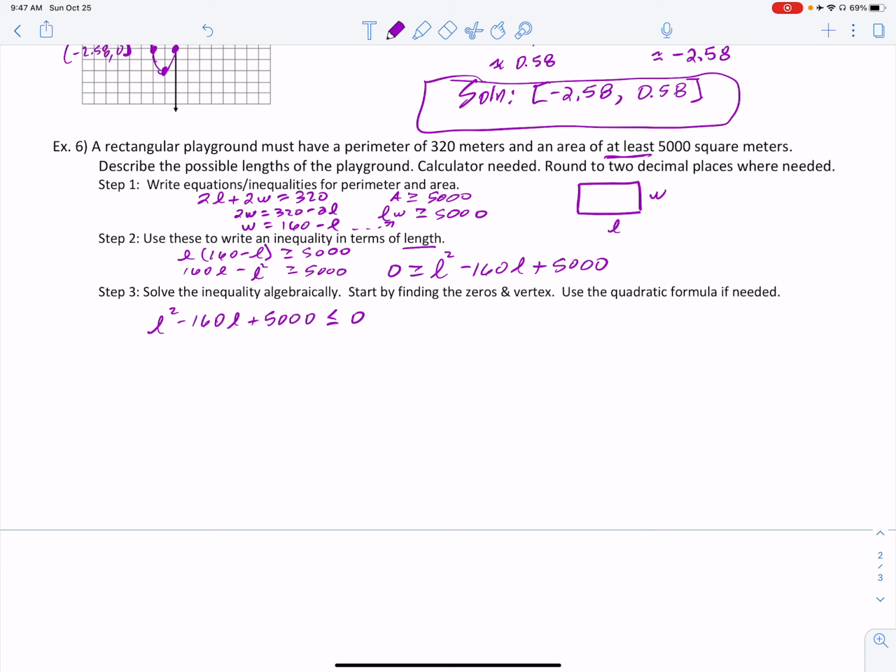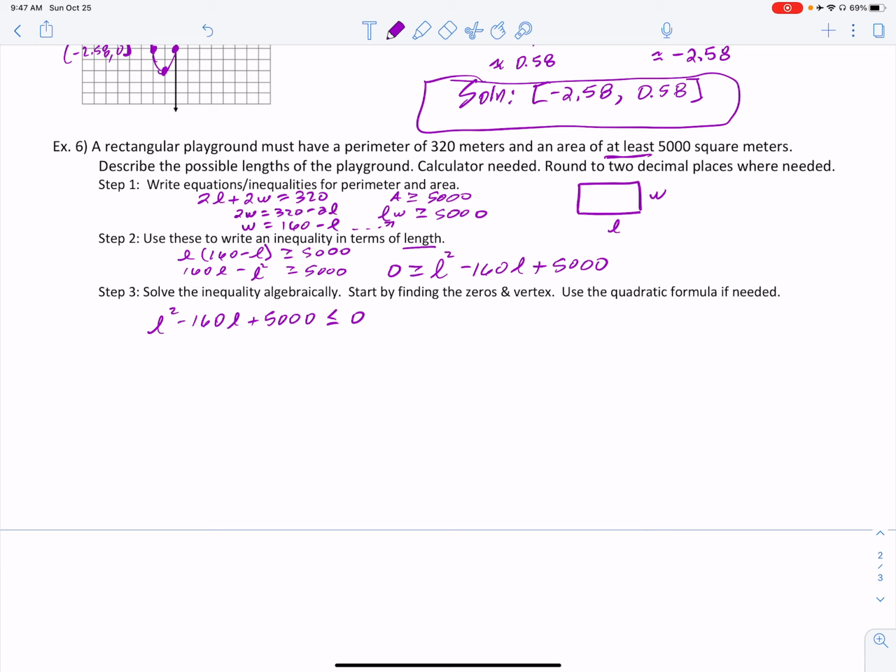This is a traditional problem where you're given a fixed perimeter and we're trying to maximize area or get area to be something. And that process of isolating a variable, substituting, and getting the quadratic equation is just a traditional math problem that you should be solid on.